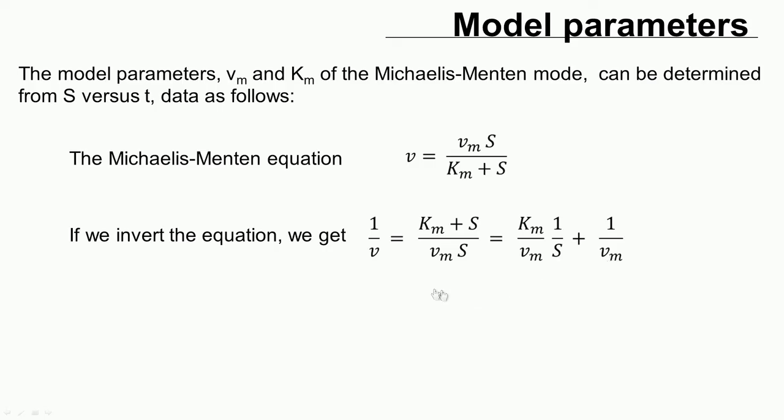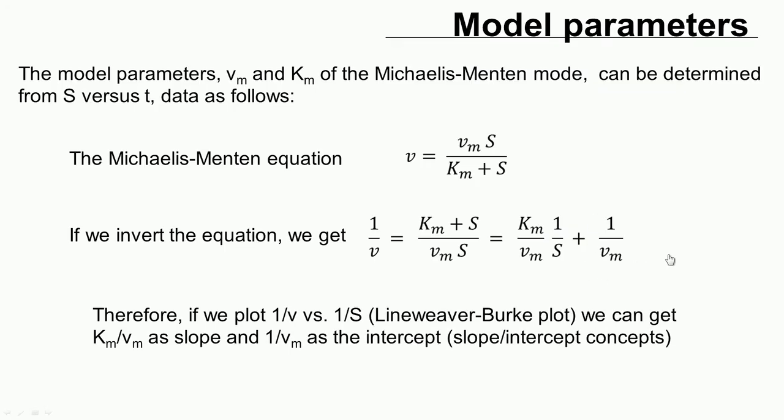Okay. So, this is of the form y equals mx plus c, or if we plot 1 by V versus 1 by S, we expect to get a straight line with Km by Vm as the slope and 1 by Vm as the intercept. Such a plot is called the Lineweaver-Burk plot, plot of 1 by V versus 1 by S. You calculate velocity from the substrate concentrations and then plot 1 by V versus 1 by S, you get Km by Vm as a slope and 1 by Vm as the intercept.